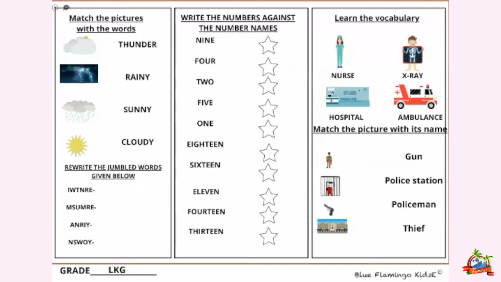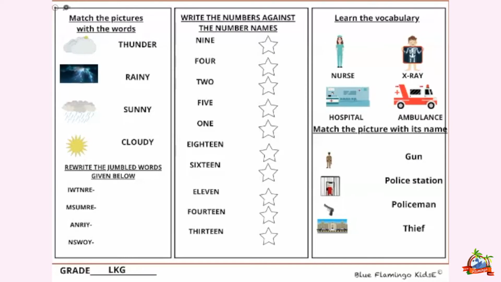So let us start. We have three different sections in the sheet: English, Maths and EVS. The sheet is divided into three different subjects. Let us start with our first subject, which is English. The question is, match the pictures with the words. In this we have to match the pictures with their words.